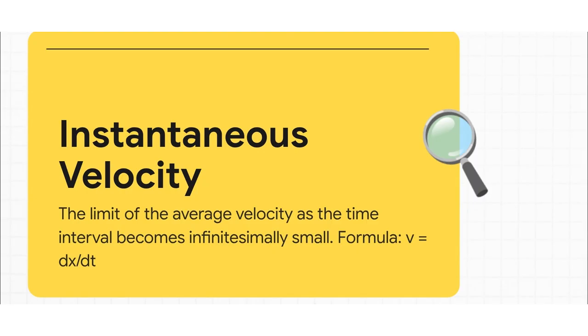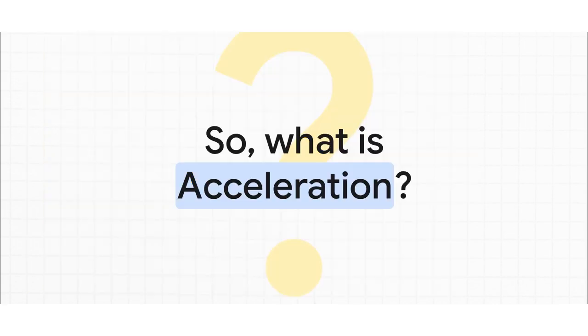But what if I want to know the velocity at exactly 2 seconds, for that specific moment? Well, that's where instantaneous velocity comes in. It's just like your car's speedometer. It tells you your speed at that very instant. And in the language of calculus, we just call it the rate of change of position, or dx by dt. Great. So we've got position, speed, velocity, all figured out.